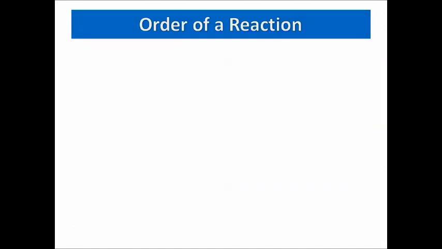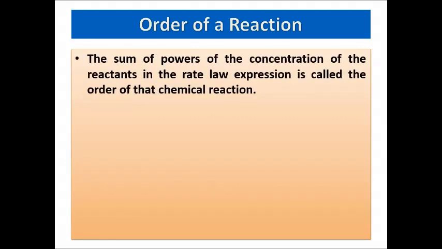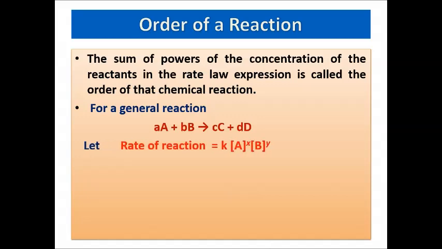Now the next topic is order of a reaction. The sum of powers of the concentration of the reactants in the rate law expression is called the order of that chemical reaction. That means, using the general reaction aA plus bB gives cC plus dD, we wrote the rate of a reaction is equal to K into molar concentration of A raised to x into molar concentration of B raised to y.